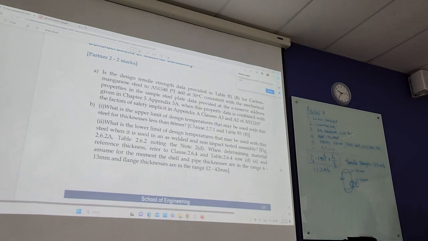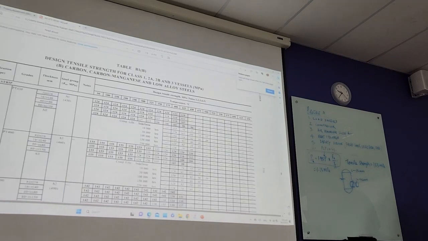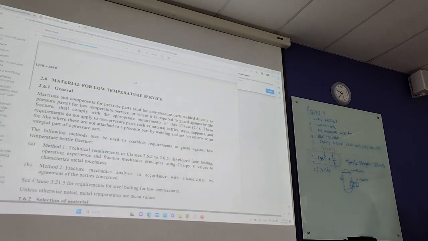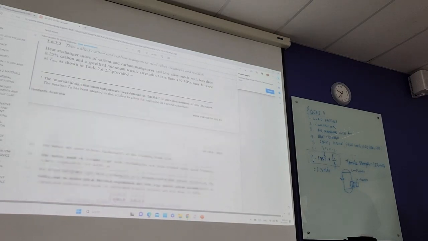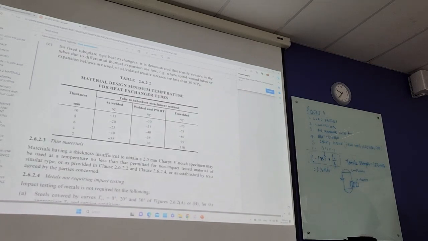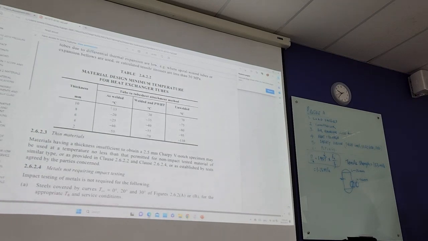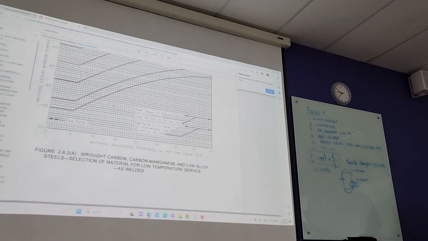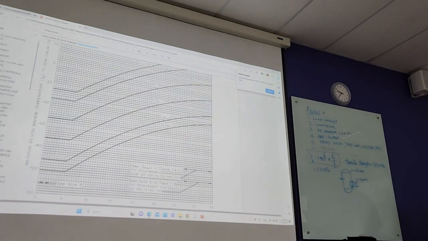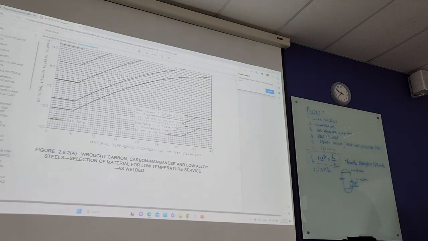So now we refer to this. We go to table 2.6.2 to find out what is necessary. This is a material for low temperature service. Just now it was high temperature, now it's low temperature. Table 2.6.2. I think page 36. Okay, so now we look at this curve.